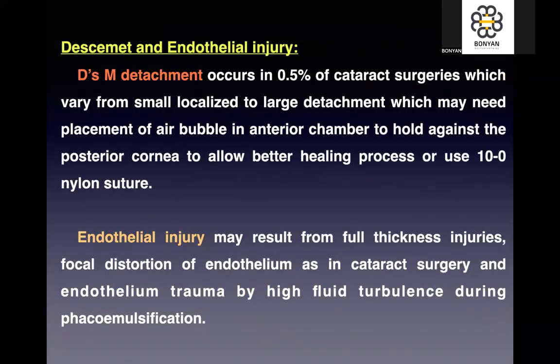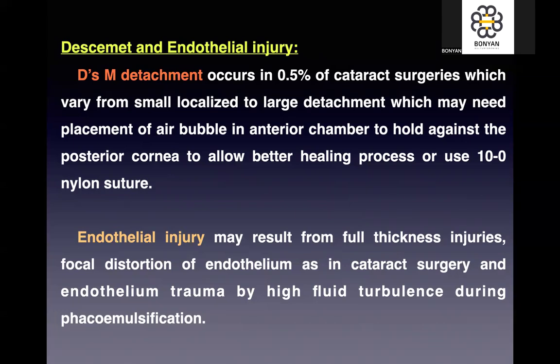What about the Descemet and the endothelial injury? Descemet detachment occurs in 0.5% of cataract surgeries. So Descemet injury means Descemet detachment, which varies. This detachment is variable, from small localized to large detachment, which may need placement of an air bubble in the anterior chamber to hold it against the posterior cornea.